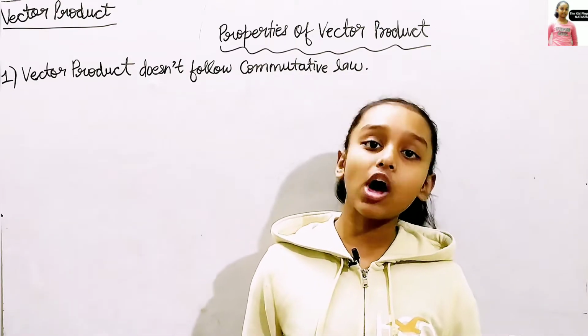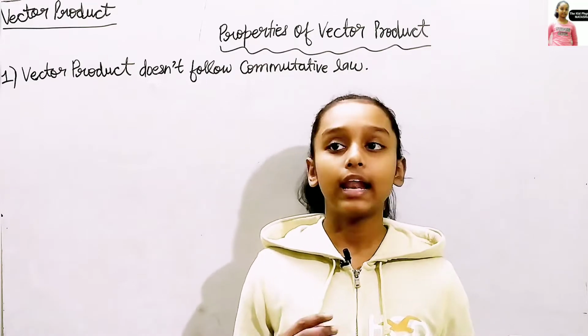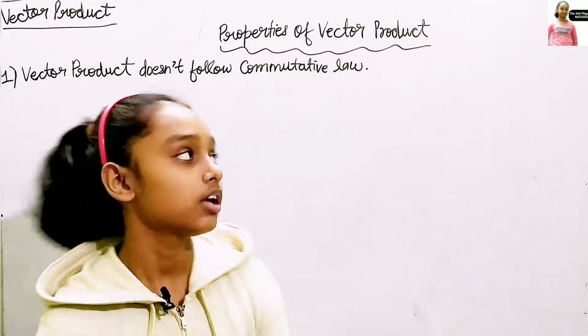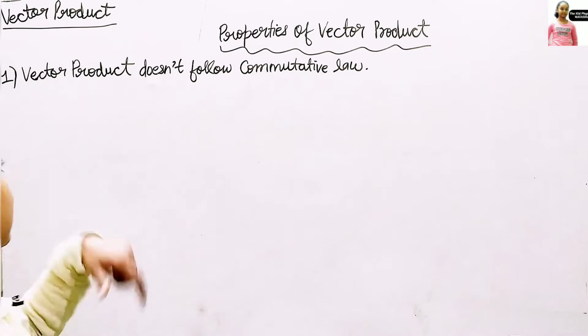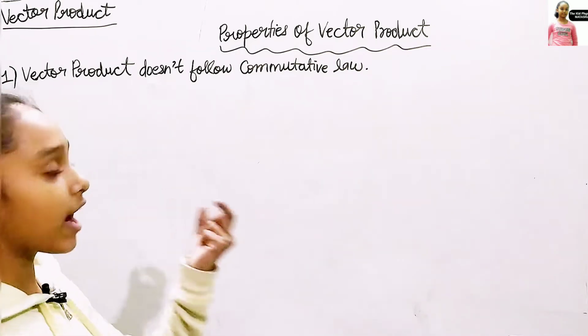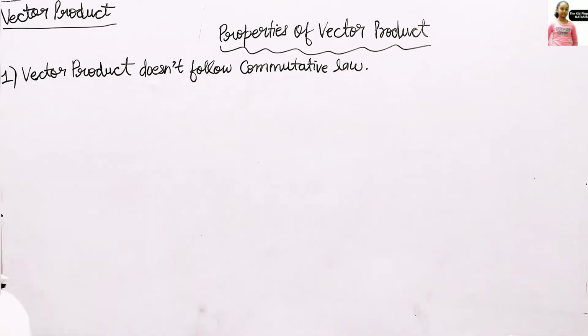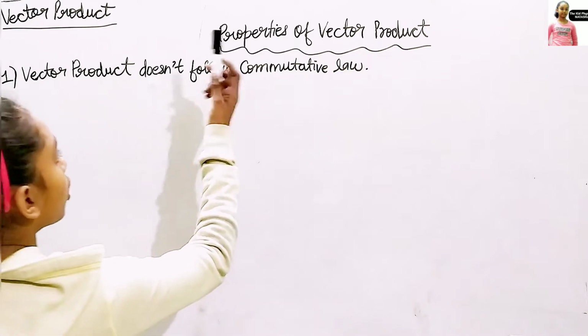I hope you all have watched the previous video. So, let us start today's topic. In today's video we are going to see the following properties of vector product. I have already written the first property. Let us see it. Vector product doesn't follow the commutative law.